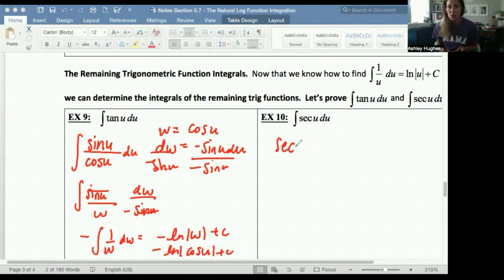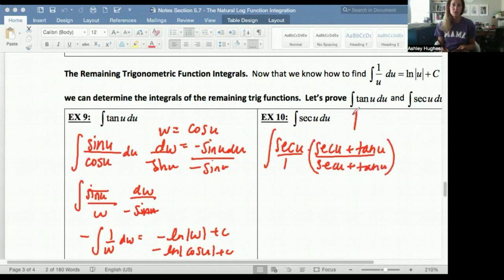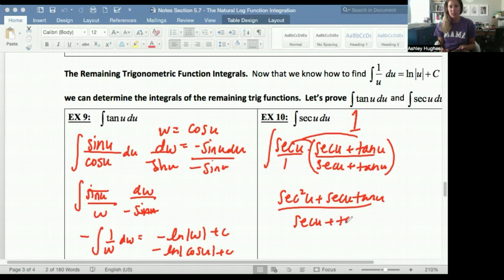Secant is a little bit more tricky to prove. You pretend like it is over 1, and then you multiply by a very weird term, but it works out. You multiply by secant U plus tangent U on top of itself. So it's a weird form of the number 1. When you do that, you distribute, you get secant squared plus secant U tangent U over secant U plus tangent U. And hey, what do you know? The derivative of secant is secant U tangent U, and the derivative of tangent is secant squared. So we just have a function and we have its derivative on top. So the answer is the natural log of the bottom.